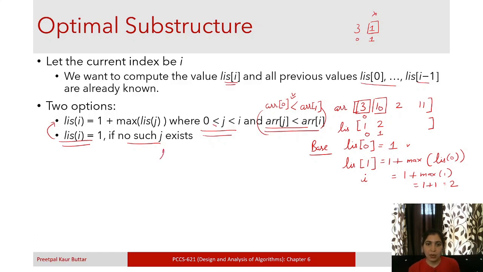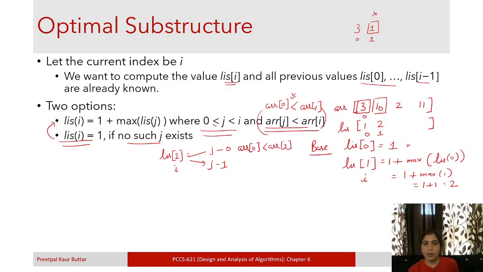Now let us move to the next, that is LIS 2. So LIS 2 again, now I is 2, and J can be 0 and J can be 1, right? Now you have two options for J, the previous subproblems which you have already solved. Array at J should be less than array at I.